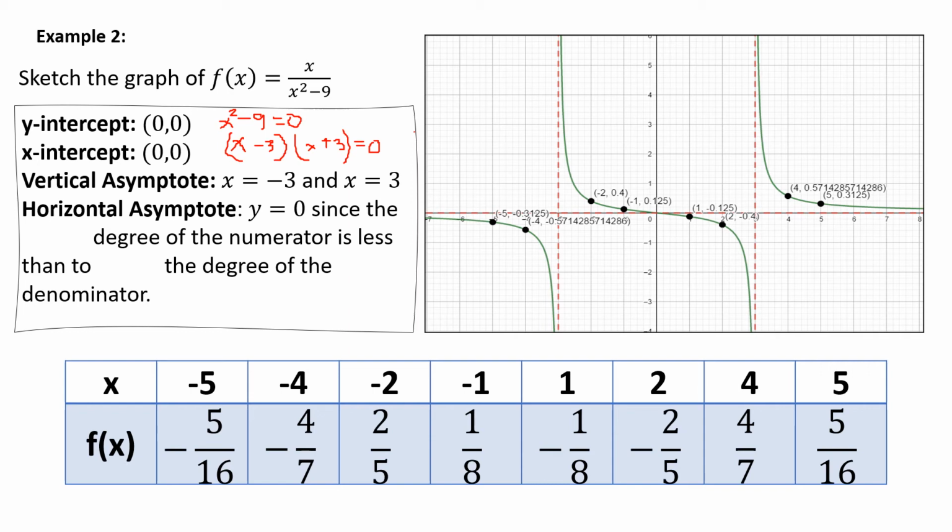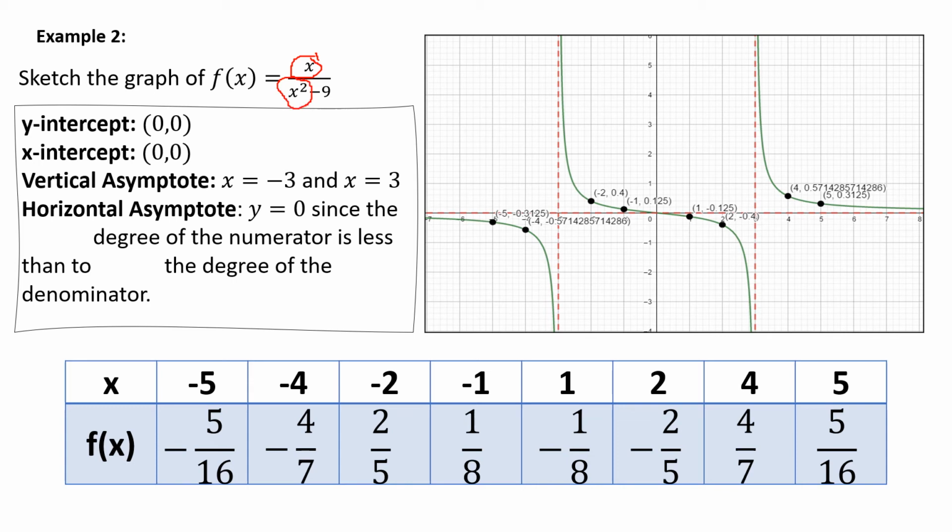Next is to solve for the horizontal asymptote by looking at the degree of the exponents between the numerator and the denominator. So let's take a look at the leading coefficient. When we say leading coefficient, it is the variable or letter in our function with the highest exponent. In the numerator it is only x, which has exponent 1, and in the denominator the variable is x, and the exponent is squared.